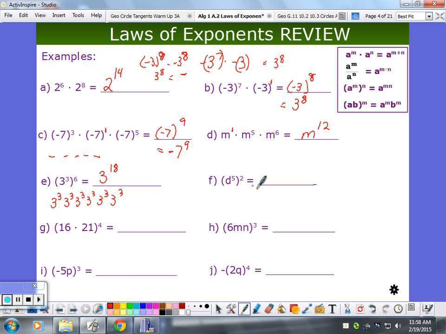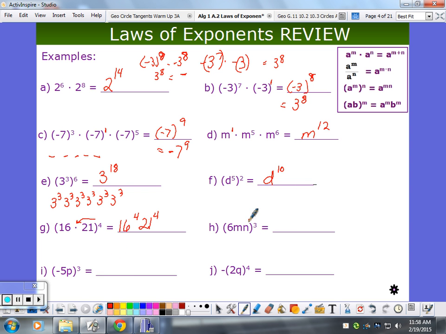What about this? How many factors of d? 10. Power to a power, multiplied. Now this one, what are we doing with that? Without expanding, let's leave everything in terms of the exponents. So I don't want you multiplying this and then taking it to the 4th power. It's the 16 to the 4th times 21 to the 4th.